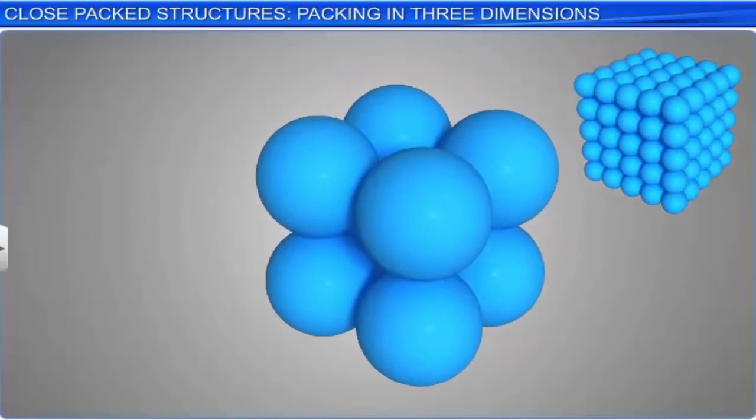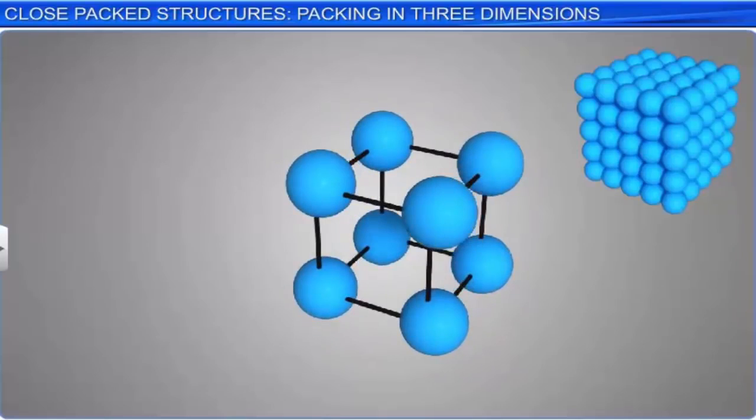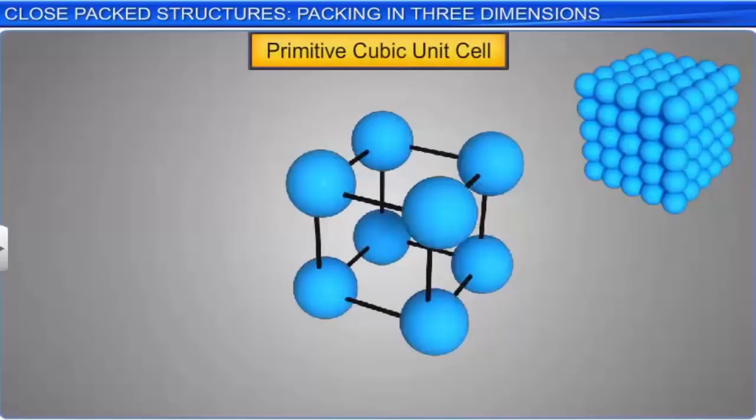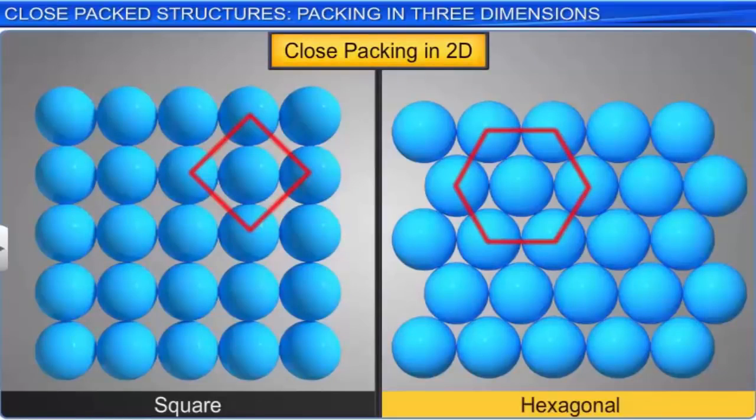If you look carefully, you will find that this arrangement has resulted in the formation of a simple cubic lattice. The unit cell of this lattice is a primitive cubic unit cell. Another way to build a 3-dimensional close packing is from a 2-dimensional hexagonal close packing.